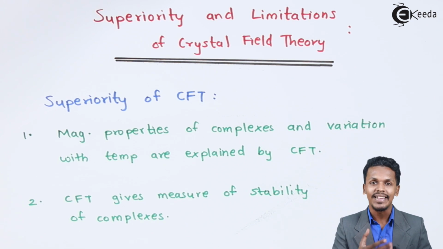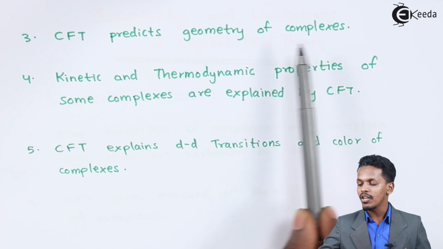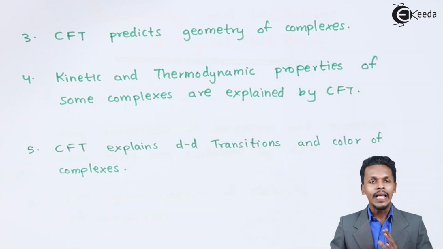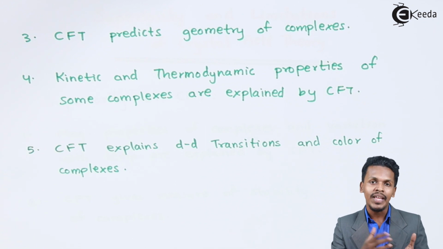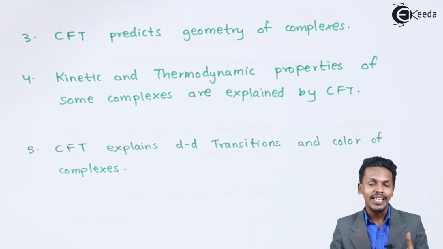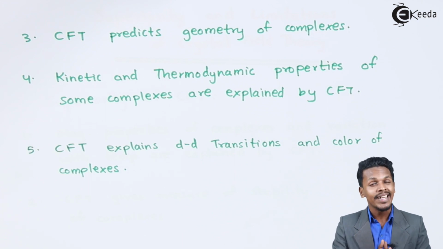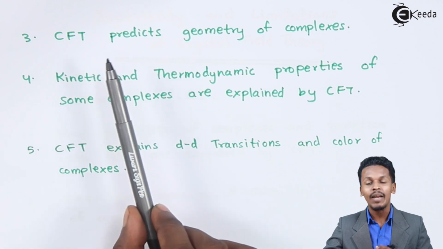Now let me talk about the next point, that is CFT predicts the geometry of the complex. We understand that crystal field theory can predict the geometry of the complex. But in case of VBT, as we discussed in the limitations of the VBT, we can't predict the geometry of a 4 coordinated complex, and it could be tetrahedral also, it could be square planar also.